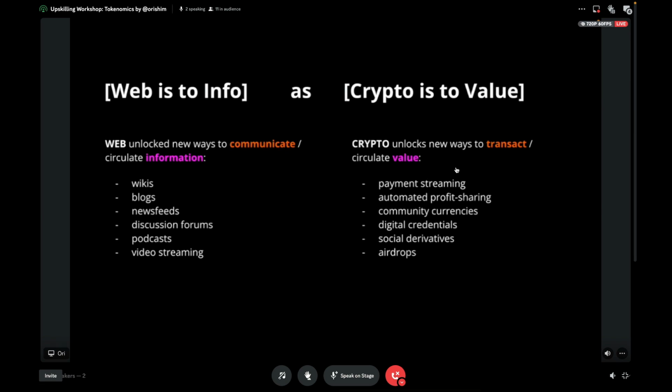We have wikis, blogs, discussion forums, all these qualitatively new formats for people to communicate and share media, right? And this has been the big focus of the tech industry over the last 25 years. But now with the advent of Bitcoin and then Ethereum, we have this new playground that we can use the internet for, this new platform on top of the internet called blockchain, or the interchain, or crypto, where we can now play with value.